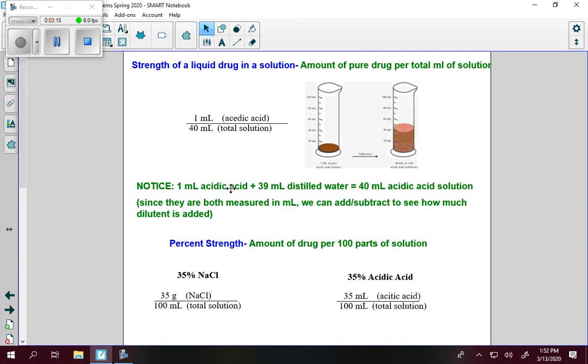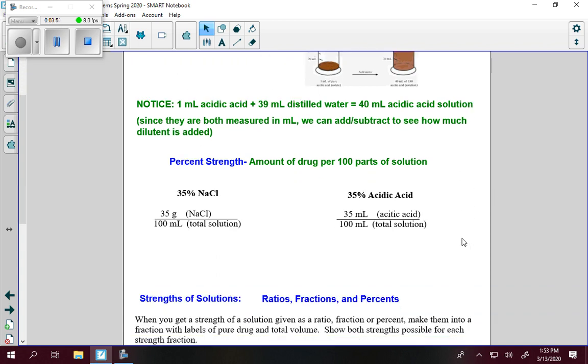So the strength of the drug in the solution is the amount of pure drug per total milliliter of the solution. If you are talking about milliliters and milliliters, you can say there is 1 milliliter of pure drug, and then I add 39 milliliters of dilutant to make a 40 milliliter solution. This one here, I could tell you exactly how much dilutant is added. So 1 milliliter of acetic acid plus 39 milliliters of distilled water would make 40 milliliters of acetic acid solution. Since they both are measured in milliliters, we can add or subtract to see how much dilutant is added.